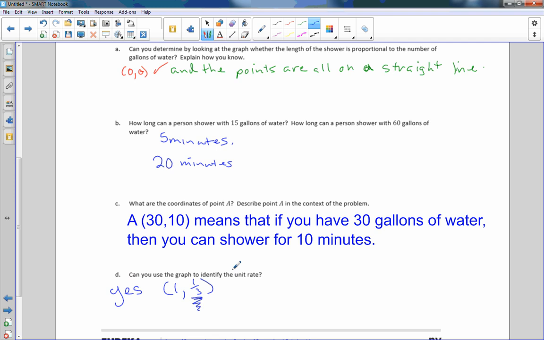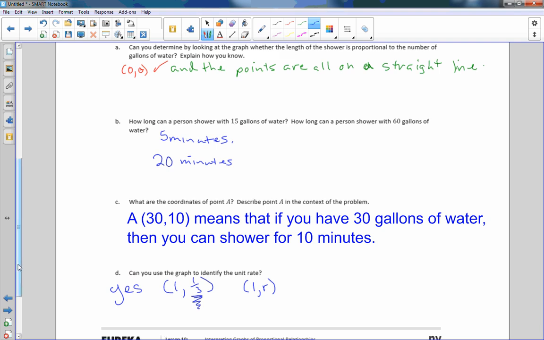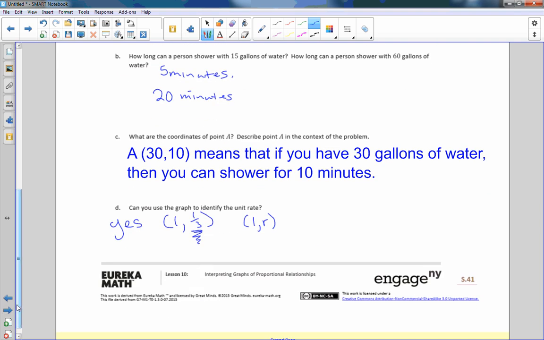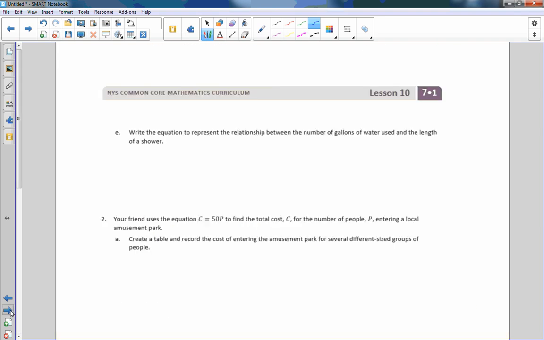And that means, I'm not going to write it, but it's right up here. That means that if I had 1 gallon of water, I can shower for 1/3 of a minute. And 1/3 of 60 is 20 seconds. So 1 gallon of water, a 20-second shower. So we are going to call that point (1, r) for rate. And our rate is 1/3, which is our constant of proportionality.